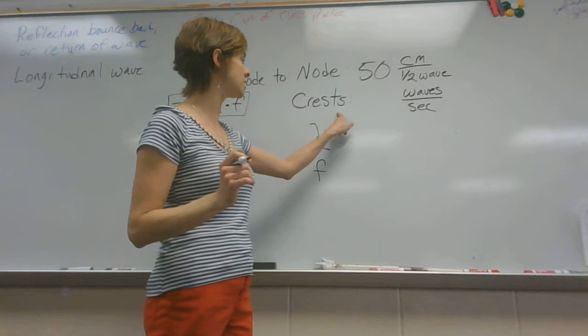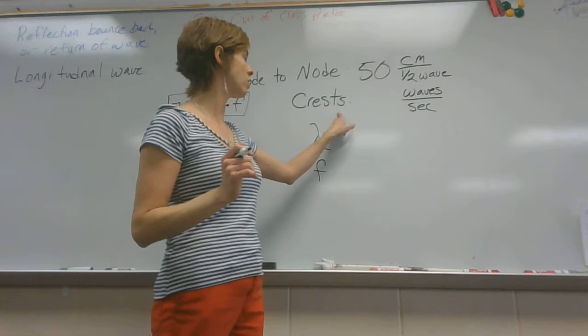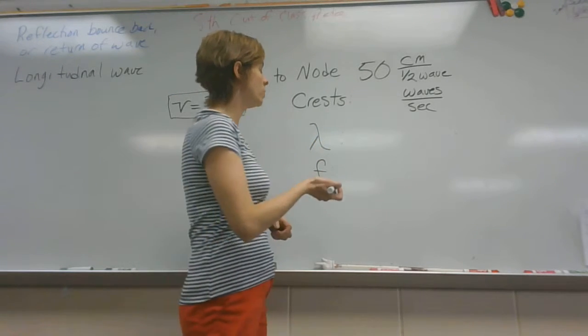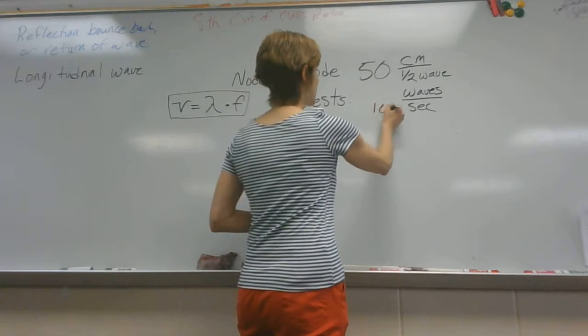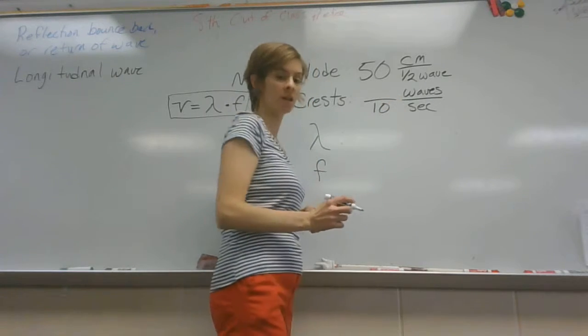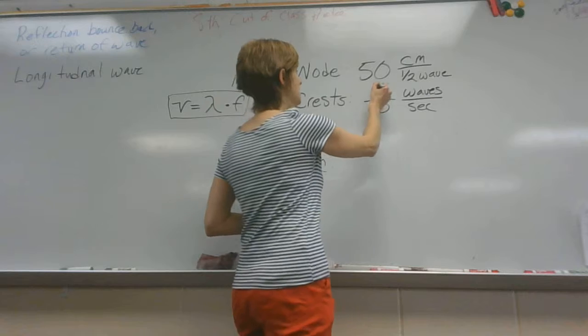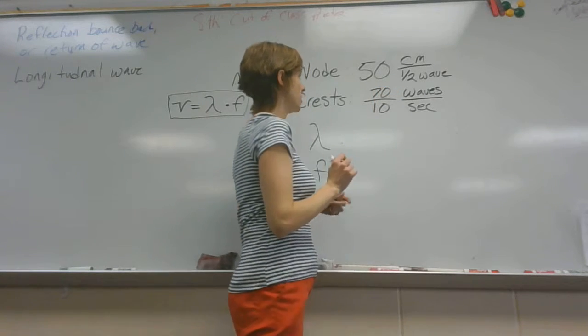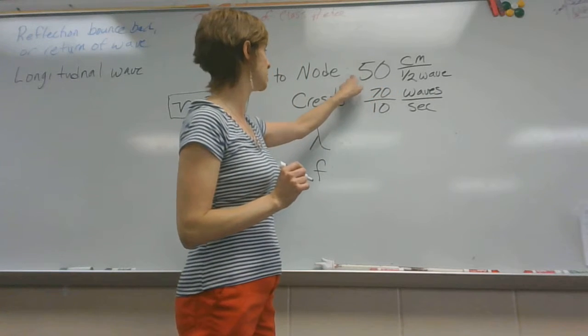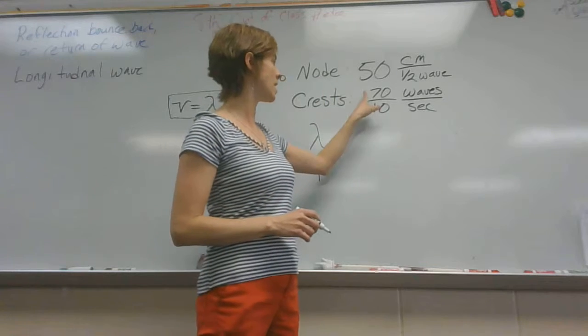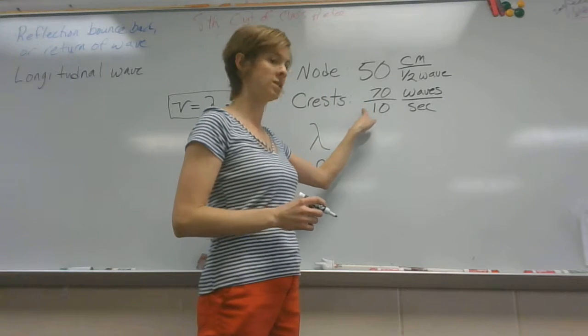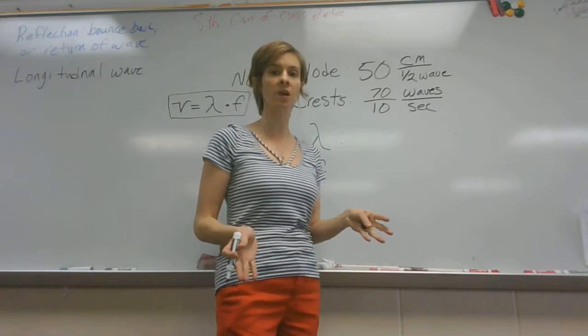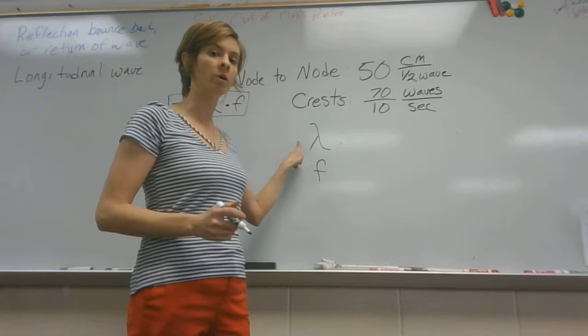Then for crests, how many times it crests while we were counting, we did it out of 10 seconds, okay? And the number I'm going to give you is 70, all right? So this wave is 50 centimeters from node to node. It crests 70 times in 10 seconds. All right, so first let's figure out lambda, or the wavelength.